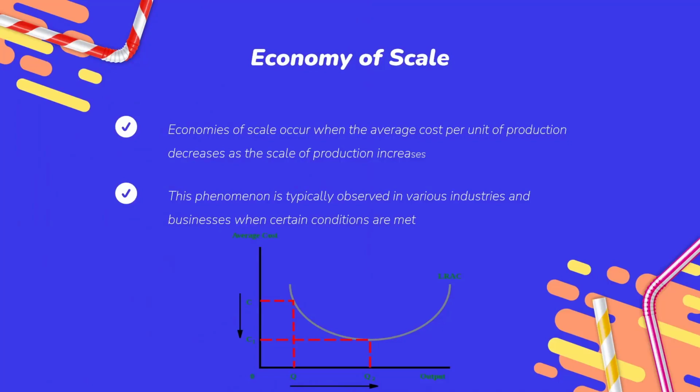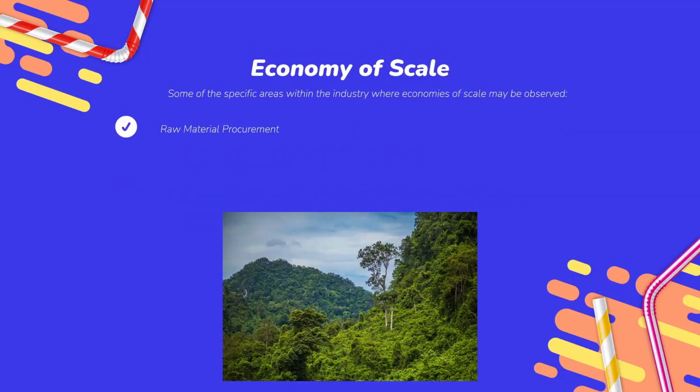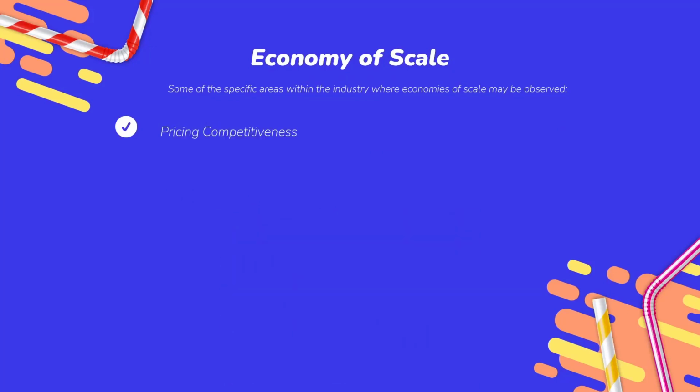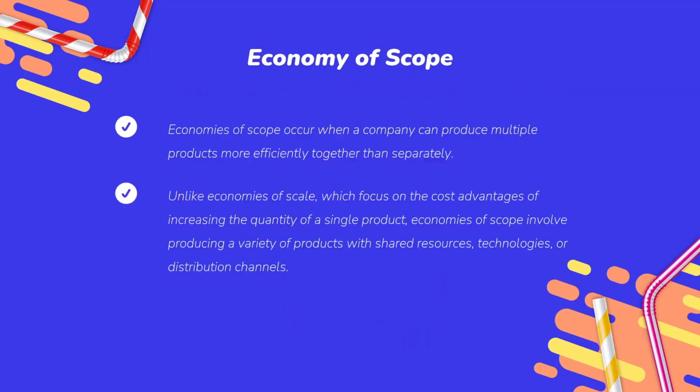Now we'll talk about the economies of scale. The economies of scale occur when the average cost per unit of production decreases as the scale of production increases. This phenomenon is typically observed in various industries and businesses when certain conditions are met. These conditions include raw material procurement, production efficiency, marketing and distribution, and lastly, pricing competitiveness.